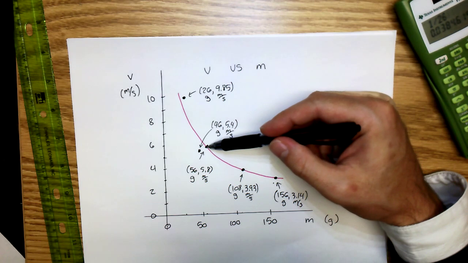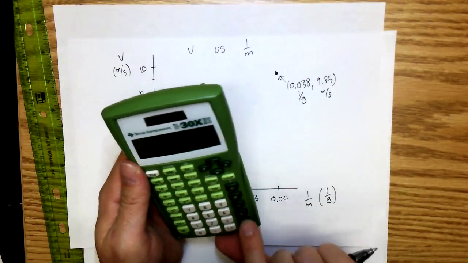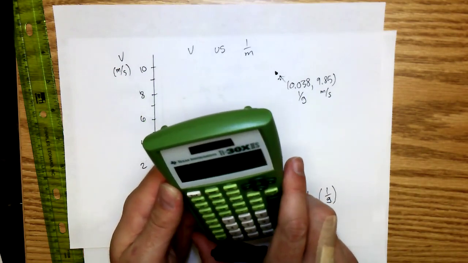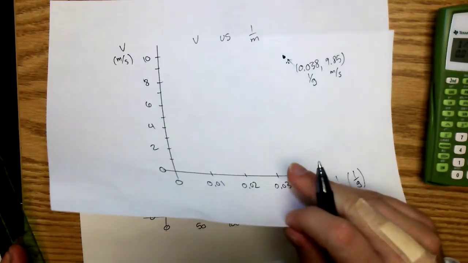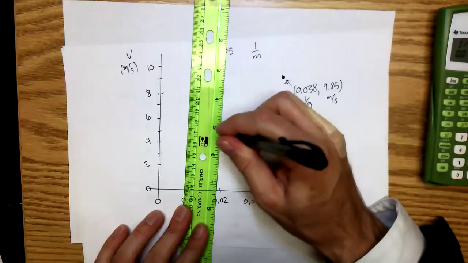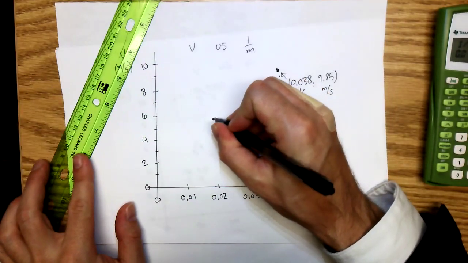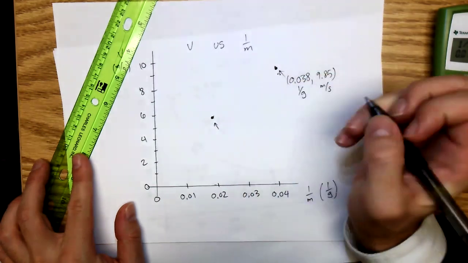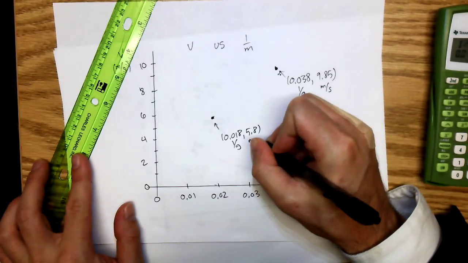This one right here. Got 56, 5.8. So 1 over 56. That's like 0.018. And then 5.8. So 0.018, 5.8. So 1 over grams, meters per second.